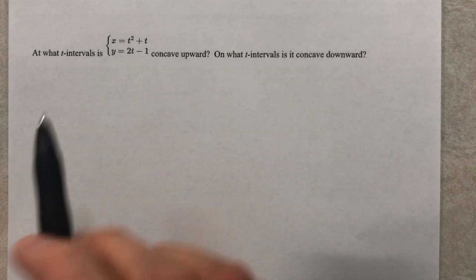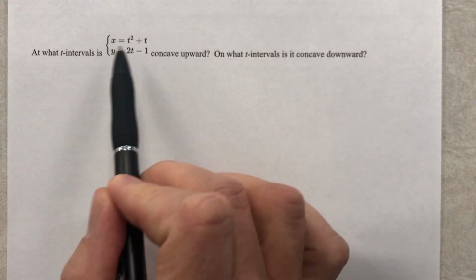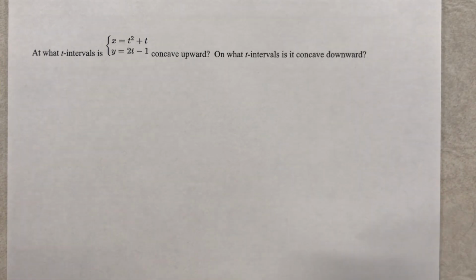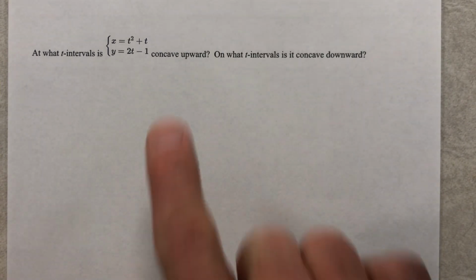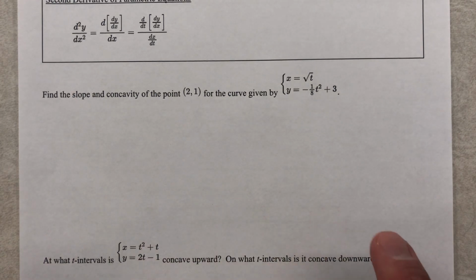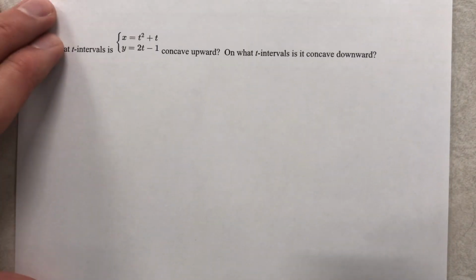We want to find at what t intervals this pair of parametric equations is concave upward, and at what t intervals it is concave downward. So in order to do so, because of concavity, we're going to have to use the second derivative. We've seen this. We saw it on this example that's written on a separate piece of paper for me. And so let's jump in.